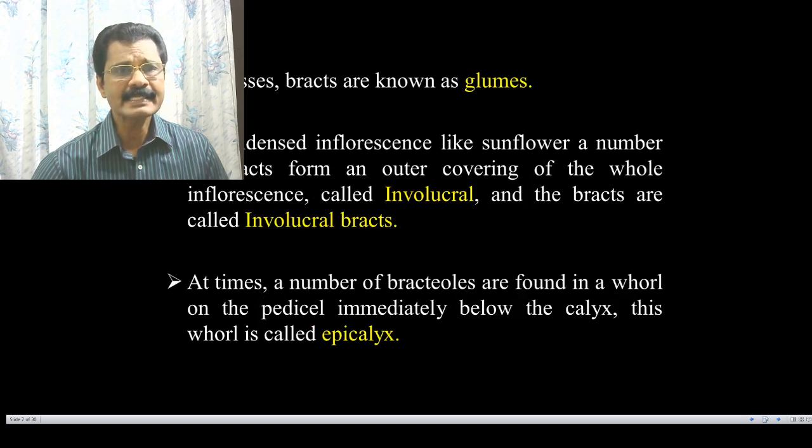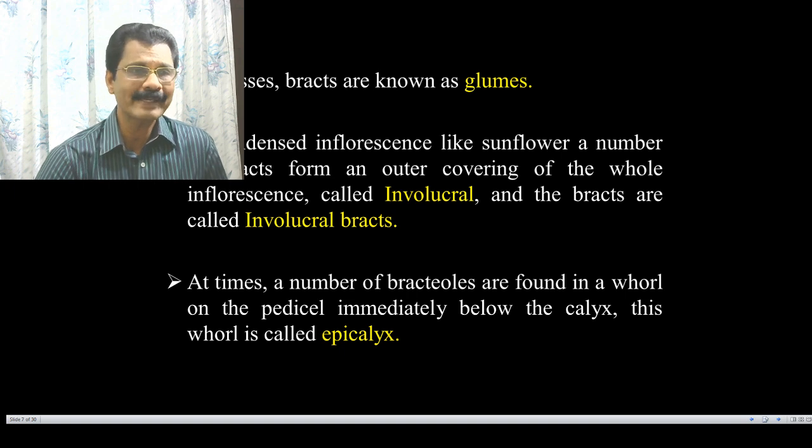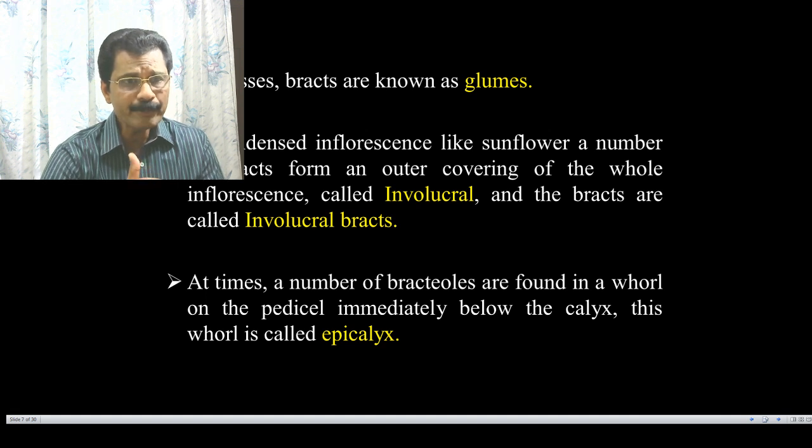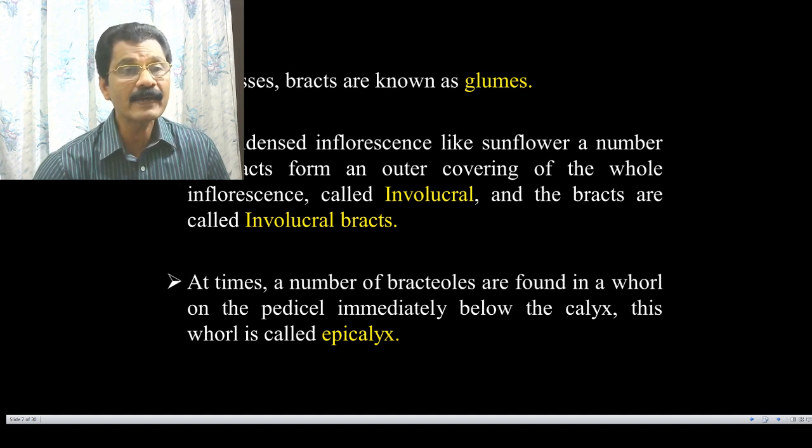In grasses, the bracts are known as glumes. In condensed inflorescences like sunflower, a number of bracts form an outer covering of the whole inflorescence. That covering is called involucre and the bracts are called involucral bracts. At times, a number of bracteoles are found in a whorl on the pedicel immediately below the calyx, and this whorl is called epicalyx, as in hibiscus, gossypium, etc.